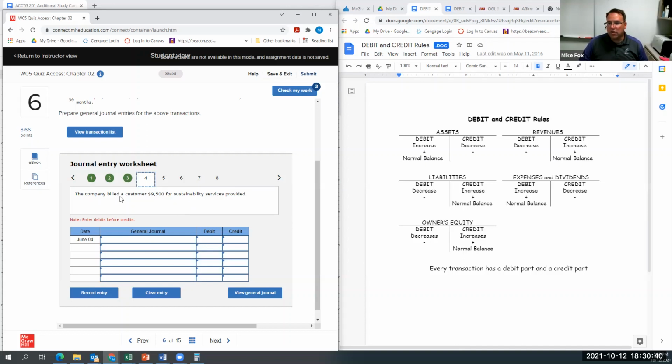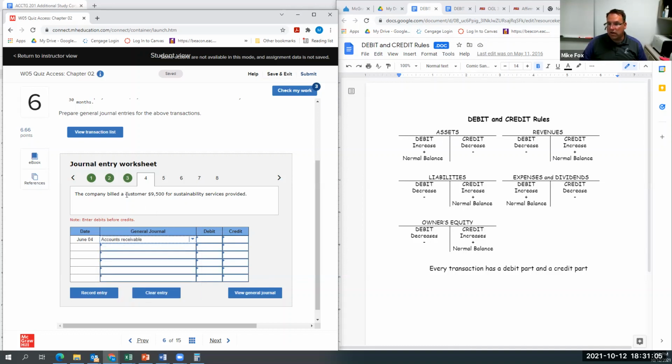So here, the company billed a customer $9,500 for services, sustainability services provided. So if I bill a customer, but they haven't paid me yet, then I know my cash isn't going up. So instead, my accounts receivable will be going up. That's money owed to me by my customer. Accounts receivable is an asset. So if it's increasing, that'll be a debit.